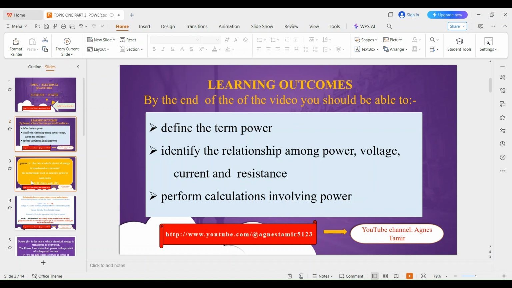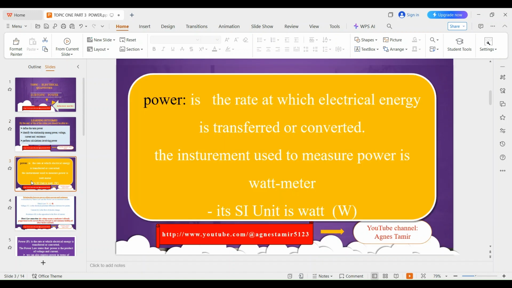So let's start by defining the term power. Power is the rate at which electrical energy is transferred or converted. In other words, you can say that power is the rate at which energy is consumed or delivered. Power is measured using watts, and the measuring instrument that is used to measure power is voltmeter. I believe that is okay with you.